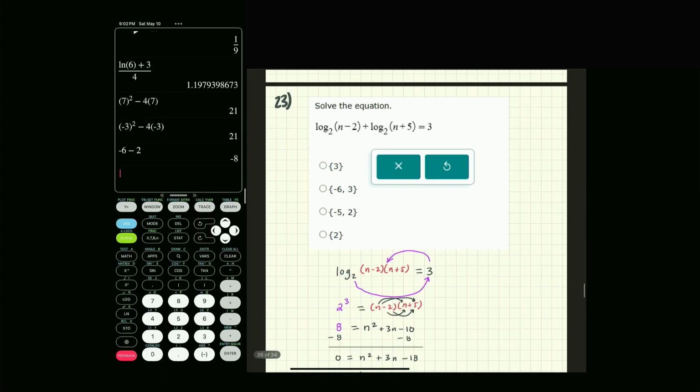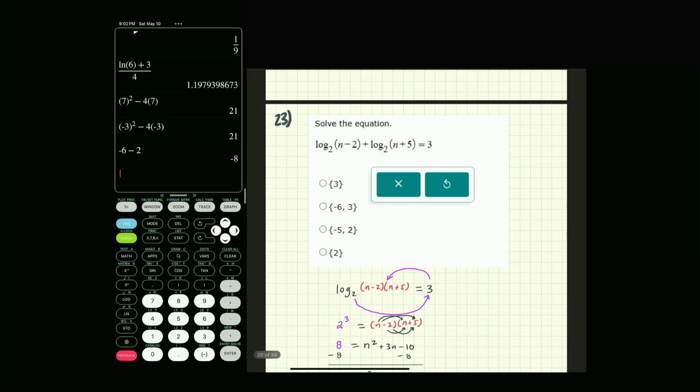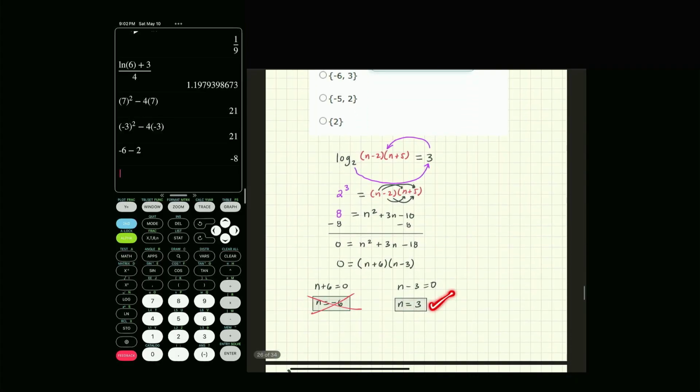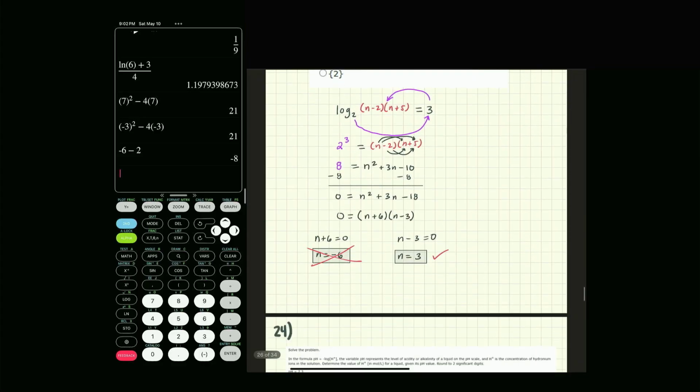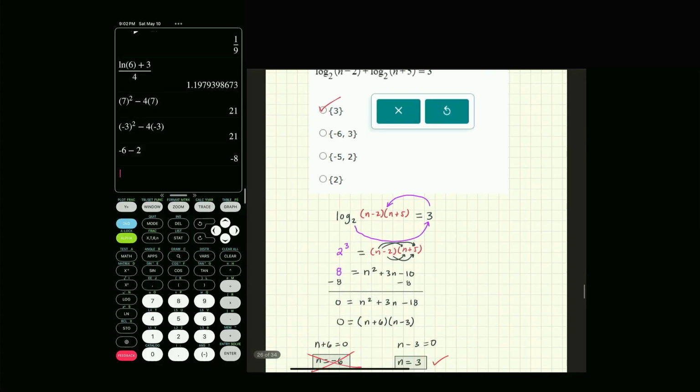Let's test 3. If we plug 3 in here, 3 minus 2, that's 1. That's okay. 3 plus 5, that's 8. Positive number once again, that's okay. 3 works out for us. It didn't give us 0 or a negative number when we tested it out. Okay, so that one's there. And I think that's it. Yeah, so 3 is our answer.